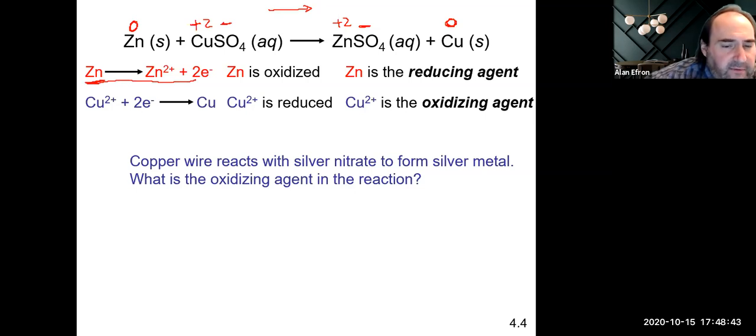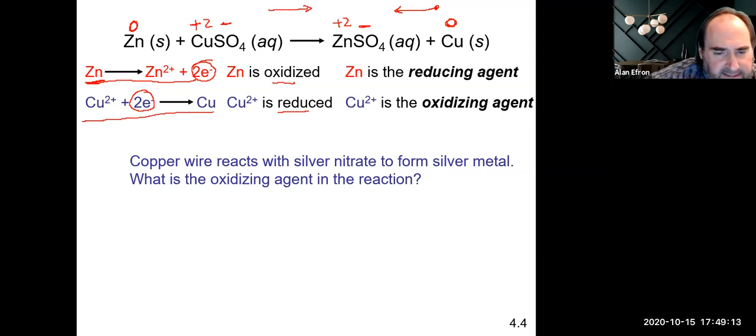Zinc going to zinc with +2 charge, again oxidation, electrons on the product side, while our copper going from +2 to 0, again, starting at +2 over here, heading to the left, going towards 0, meaning it's going through reduction. And that's, again, what we see here. Copper with a +2 charge gains the 2 electrons. Electrons on the reactant side is going to be our reduction half reaction.